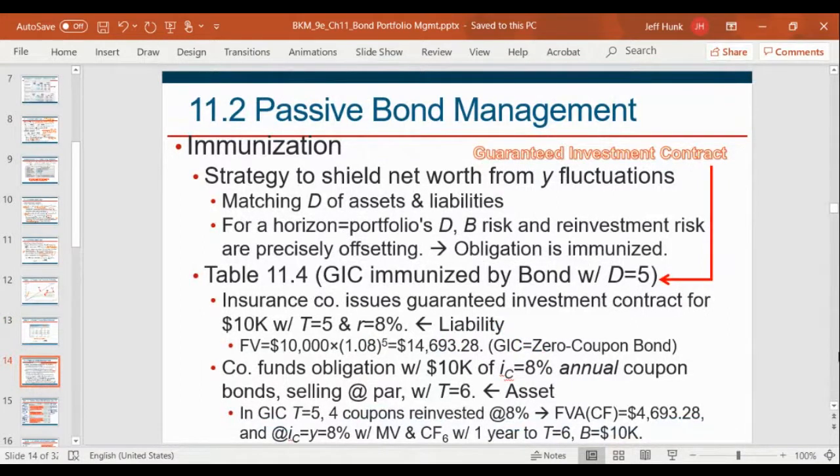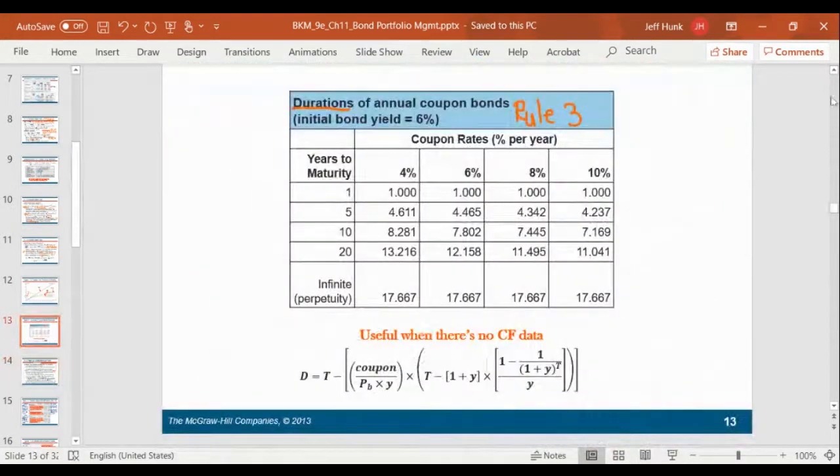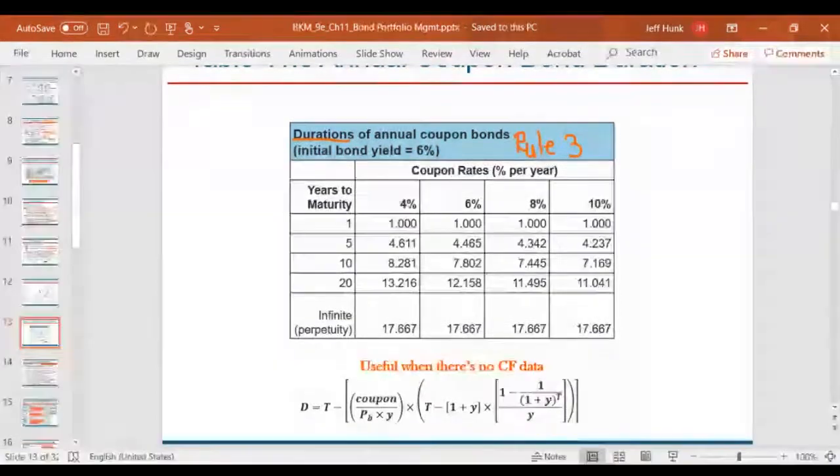Next topic will be passive bond management, which we'll talk about, immunization and rebalancing. And so time is up, and I will have to stop recording, and I'll see you guys in the next video.